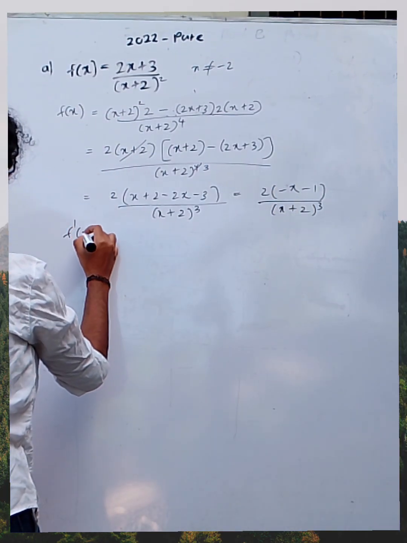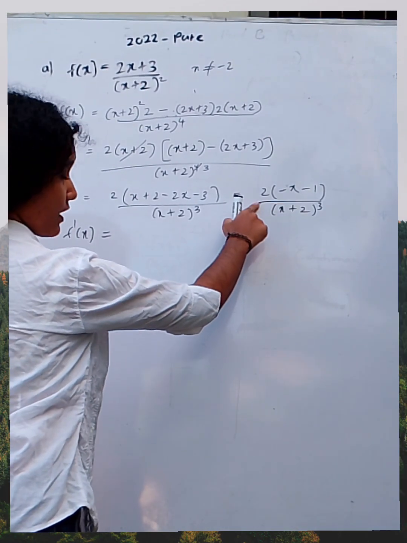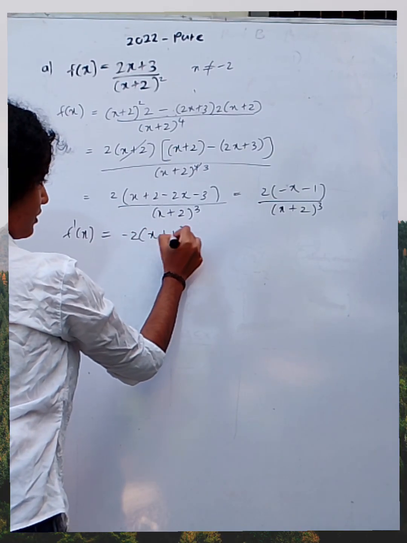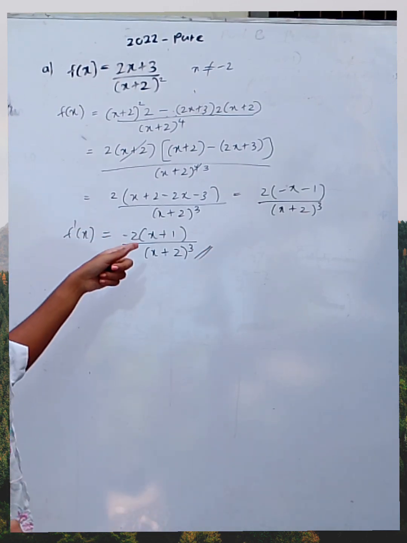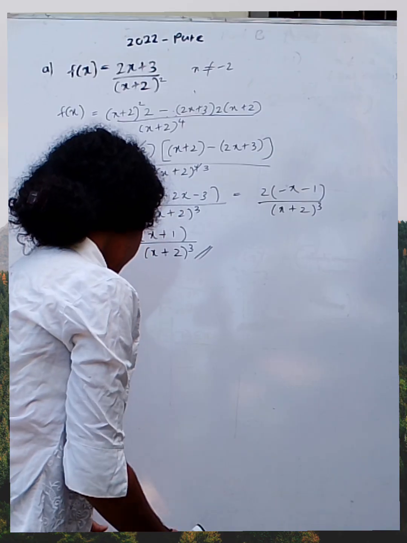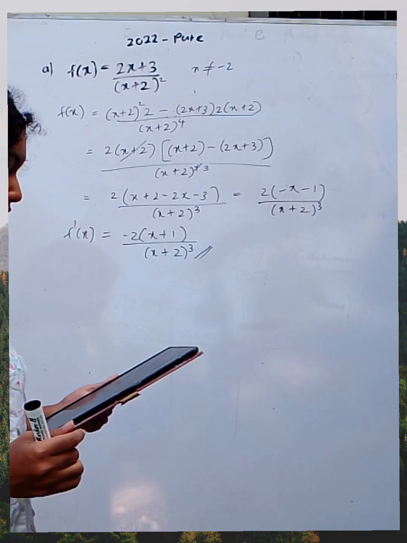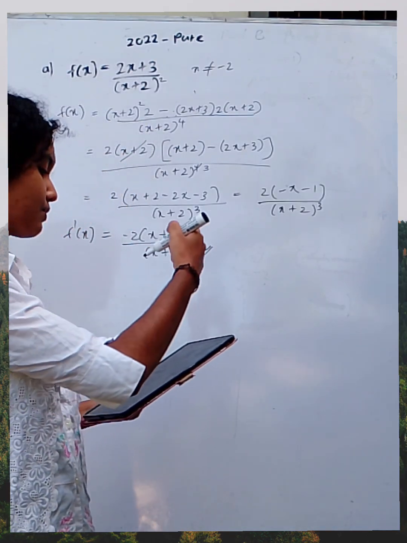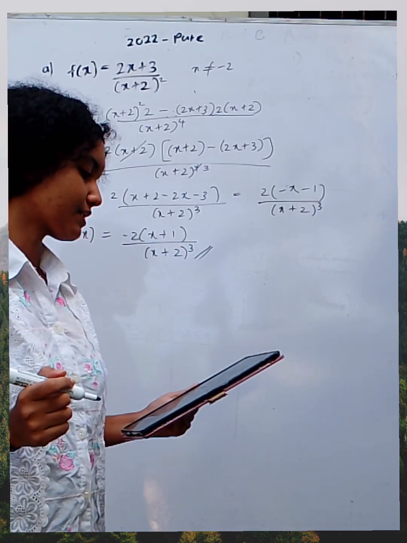And you have f dash x. After differentiating f x, it's f dash x, and this is our f dash x. You can take a minus out, that is minus (x plus 1), divided by x plus 2 to the power 3. This is our answer after we have differentiated the expression they've given us. So now we'll move on to the question again. What they say is show that f dash x, the derivative of f of x, is given by minus (x plus 1) over (x plus 2) to the power 3, and hence find the interval on which f x is increasing.